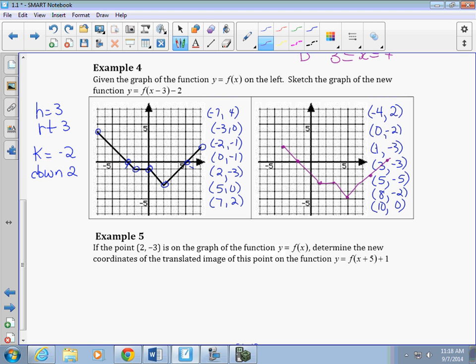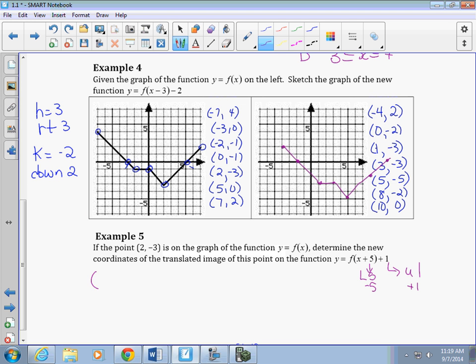So the next example says, if the point 2, -3 is on the graph of the function y is equal to f(x), determine the new coordinates of the translated image of this point on the function. So y is equal to the function of x plus 5 plus 1. So this plus 5 means I'm going left 5. So I'm going to subtract 5 from whatever my x value was. This plus 1 means I'm going to go up 1. So then that means I'm going to add 1 to my y.